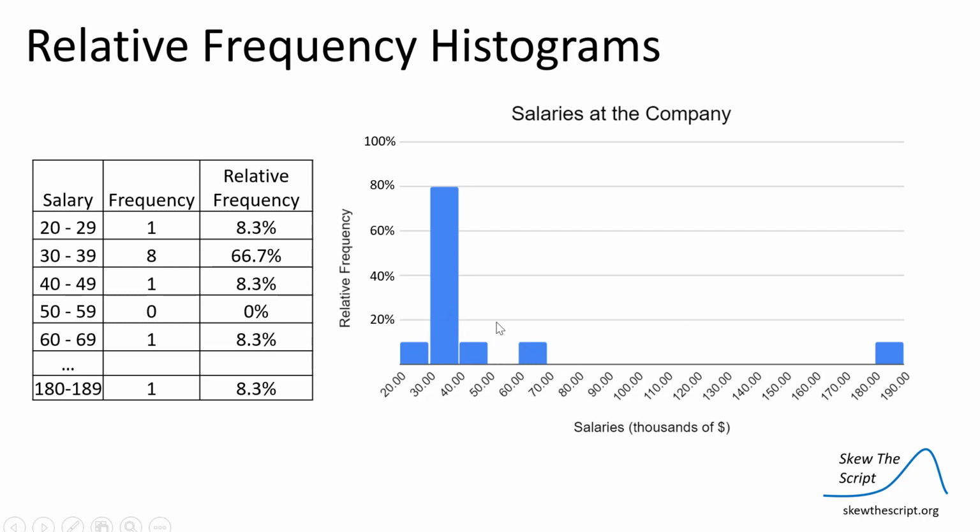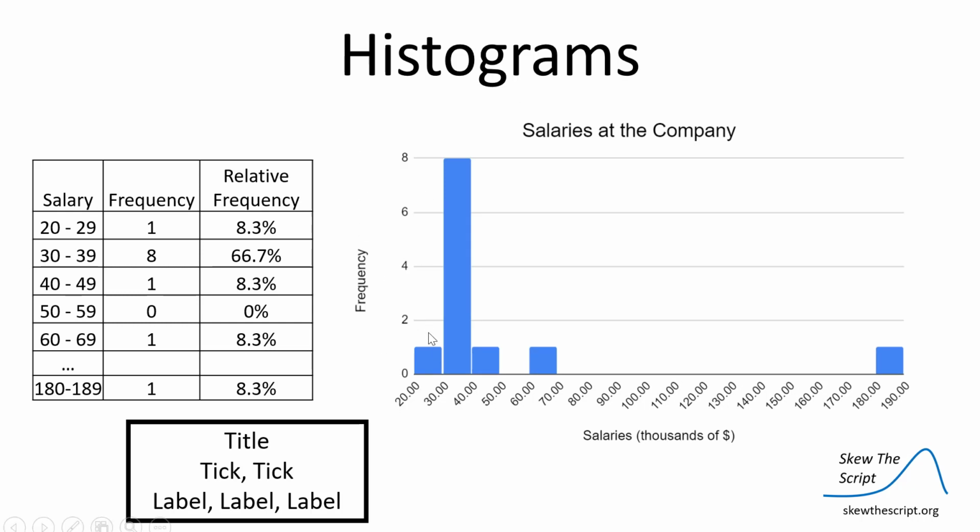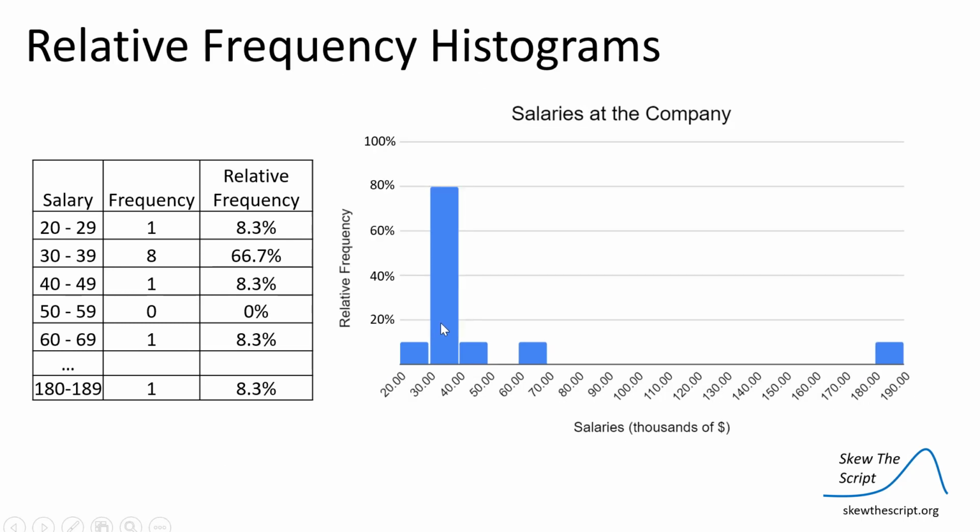Relative frequency can also be graphed on a histogram. All you do is change that y-axis to percentages rather than the frequency, or number of times they're occurring. Either way works. We just have to adjust and make sure that our labels are appropriate for the graph.